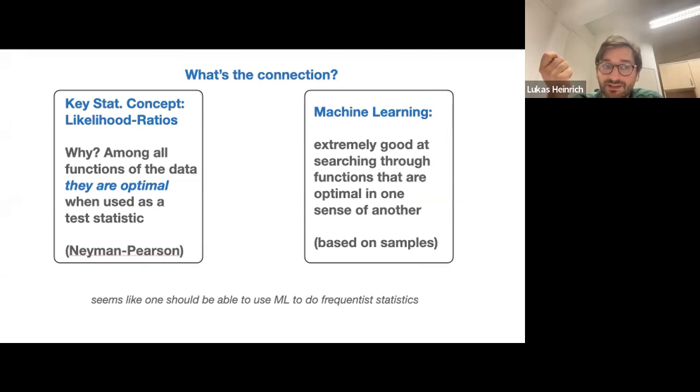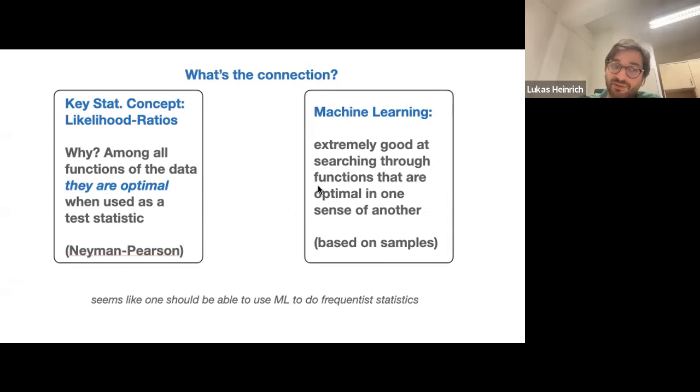And so why is it important? Because among all the functions that you could think of that are candidate test statistics, the likelihood ratio is an optimal test statistic, according to the Neyman-Pearson lemma. And so it's like an optimality property in the space of functions. And then machine learning, so what is machine learning? In one sentence, it is really good at searching through a function space for specific functions that are optimal in one sense or another. And so then you can combine these things.